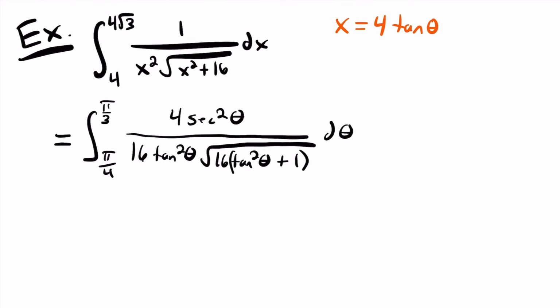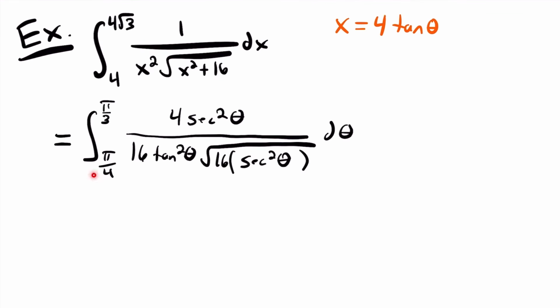And then what we can do is rewrite tangent squared theta plus 1 using one of our Pythagorean identities. Right, we know that tangent squared theta plus 1 is equal to secant squared theta. And so we can rewrite this expression to be secant squared theta. And so if I do that, I'm just going to rewrite it right here. We will have secant squared theta.